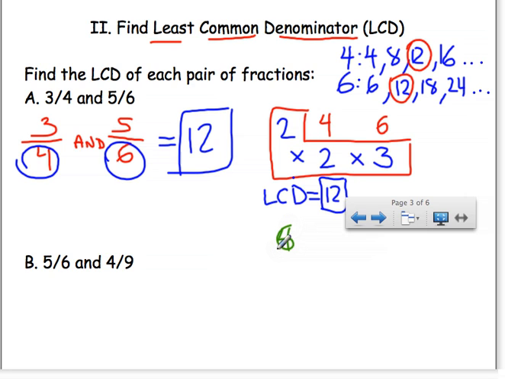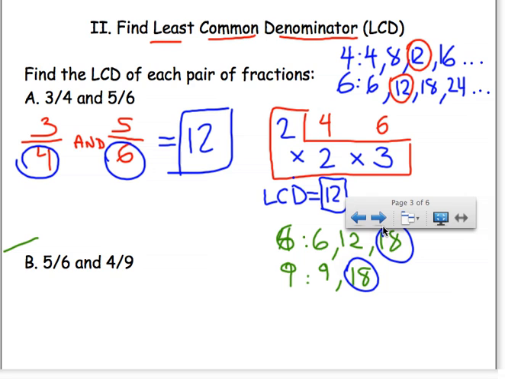Okay, you tried this problem B. 5/6 and 4/9. So you had 6 and 9ths. You could have listed out your multiples. That would have been 6, 12, 18, and 9, 18. You would have found the least common denominator was 18.